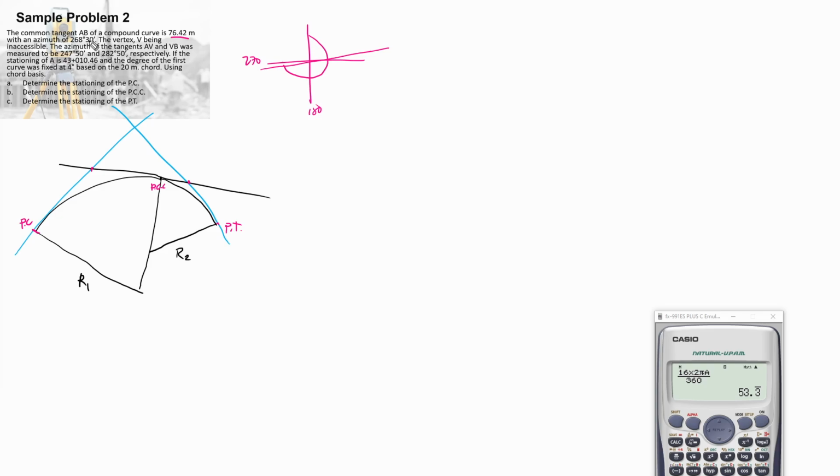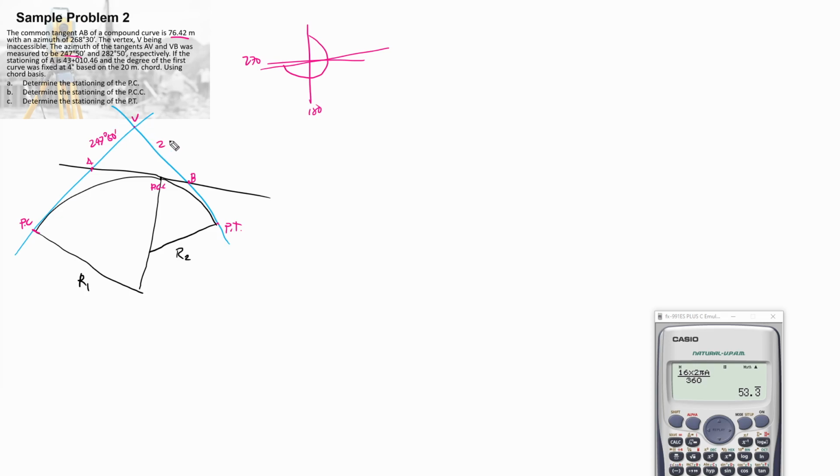268 ba yun? Okay. And then, yun namang vertex B. So, yung vertex B, so ito kunyari, ito yung V natin, kunyari daw ay inaccessible, so hindi natin siya madaling magagamit. So, the azimuth of tangents, kung ito yung A natin, pupunta kay B. Yung azimuth daw nito is 247.50. So, 247.50.